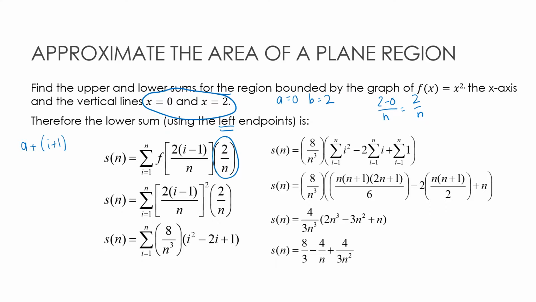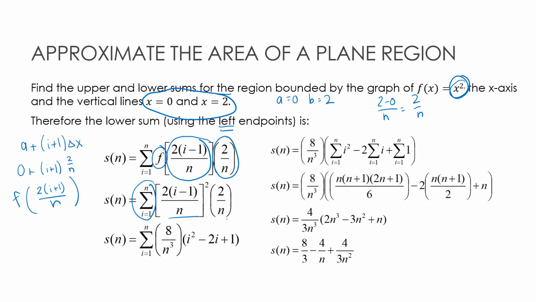delta x, oops, not a fraction, delta x. And so a was 0, so we didn't really care too much, and then i plus 1 times delta x would be i plus 1 times 2 over n, and that's where I got 2 times i plus 1 over n, this guy. That's what I'm plugging into my function, so it's f of that. My function in this case, we changed the function, now we're dealing with x squared, so notice I'm just taking that value squared, still times 2 over n, and again, notice this is a summation from 1 to n.